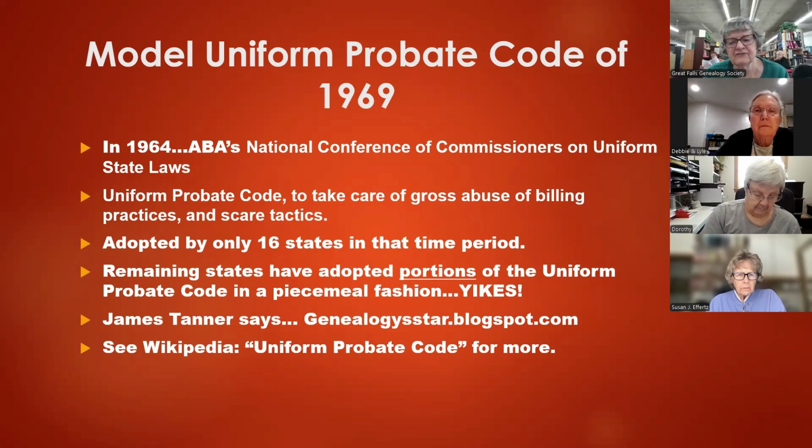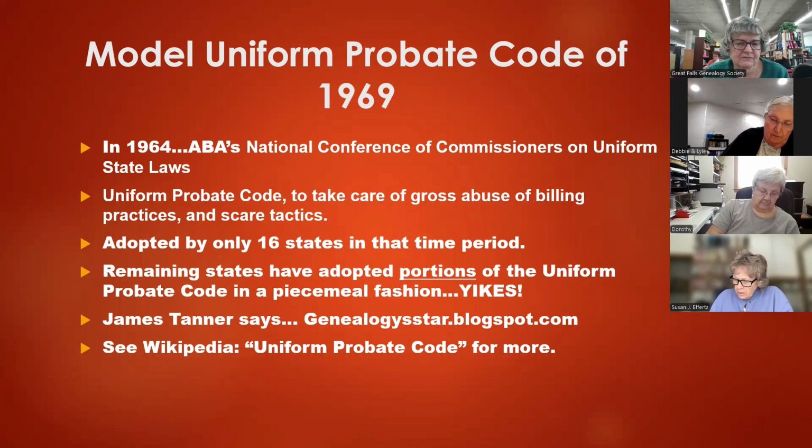So there'd been, of course, contentious times. There'd also been the admission that at that point, we had all of these states and they were pretty much operating on their own and had their own processes. And it wasn't working in many ways. There were many complaints. So the Uniform Probate Code, its purpose in the first place was to take care of gross abuse of billing practices. That's what the ABA said. And also any scare tactics that were formulated.